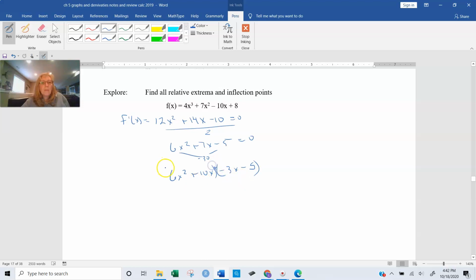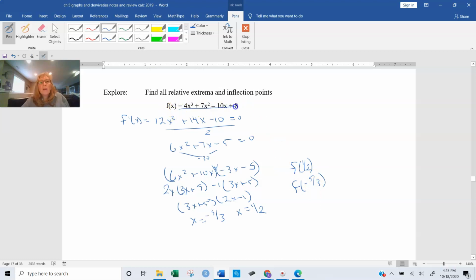Group. Take out a 2x. x plus 5. 3x plus 5. Take out a -1. 3x plus 5 factors into 3x plus 5 and 2x minus 1. So x equals -5/3 and x equals 1/2. All right, now, personally, I would take these and plug them into my original, f of 1/2, using your table mode on your calculator, f of -5/3.